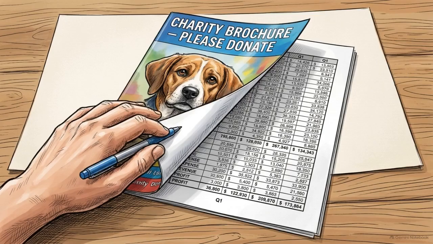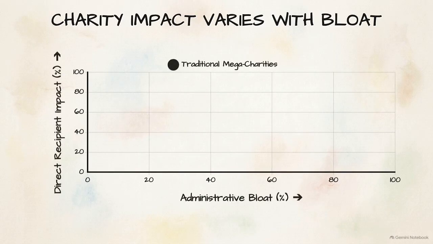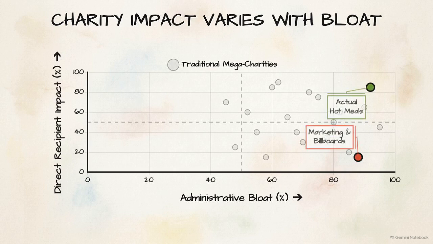To evaluate how to do this effectively, we must look past emotional marketing appeals and focus on strict efficiency. This quadrant chart maps charitable models. The horizontal axis measures administrative bloat, and the vertical axis tracks direct recipient impact. Plotting traditional mega-charities, they scatter unpredictably across the middle and right. It's unclear what pays for a billboard versus a hot meal.